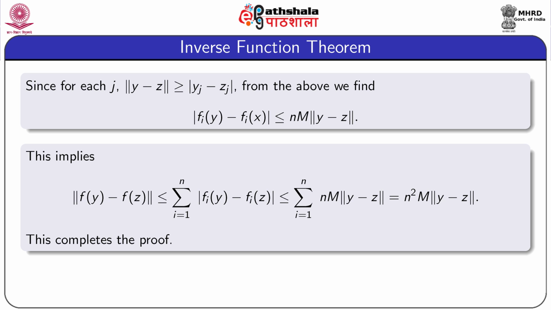So, from the above we find that mod of Fi(y) minus Fi(z) is less than or equal to nm times norm of (y minus z). This implies norm of F(y) minus F(z) is less than or equal to the summation, i equal to 1 to n, of mod Fi(y) minus Fi(z), and this is less than or equal to the summation, i from 1 to n, of nm times norm of (y minus z), which is nothing but n squared m times norm of (y minus z). This completes the proof of the lemma.